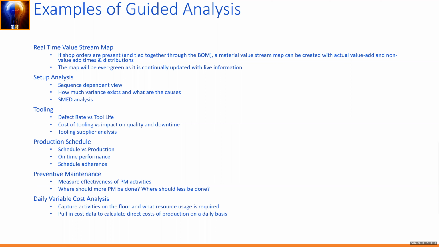Looking at production schedule, so being able to do schedule adherence, on-time performance, schedule versus production, and so forth. And being able to look at how well the plant is actually performing versus that production schedule, but also how is that production schedule impacting the plant? Where do I have operations that are starved? Where do I have operations that are blocked, and so forth?